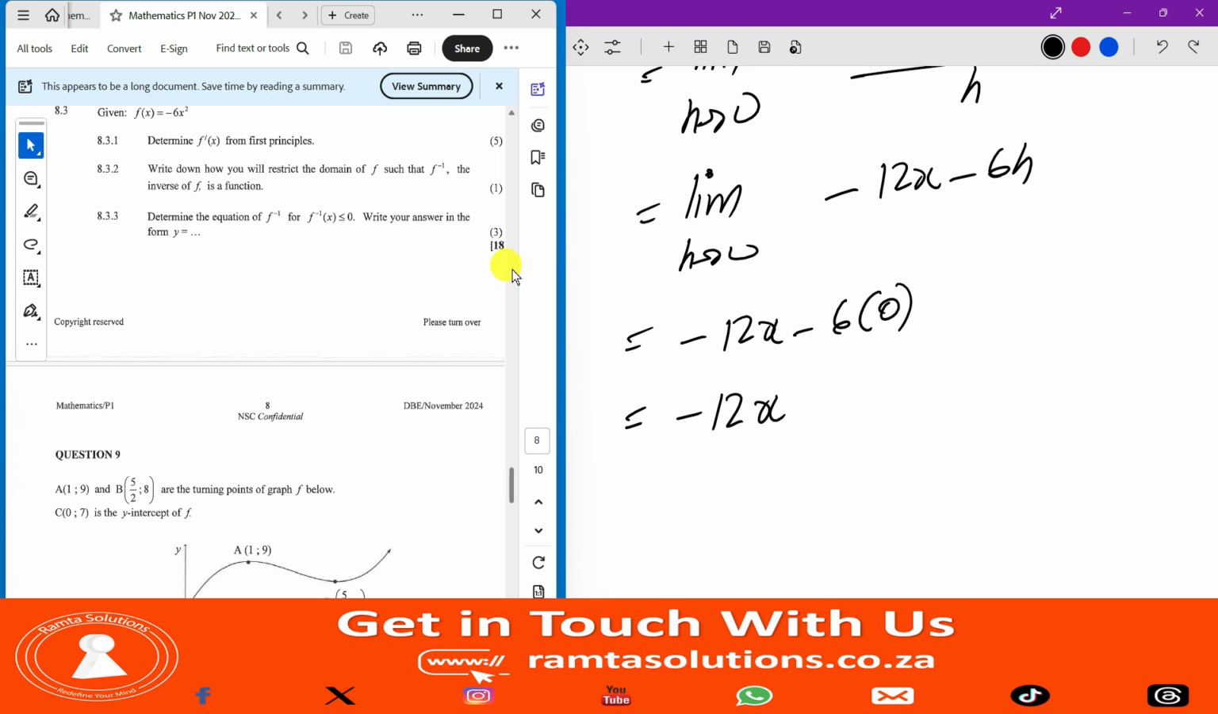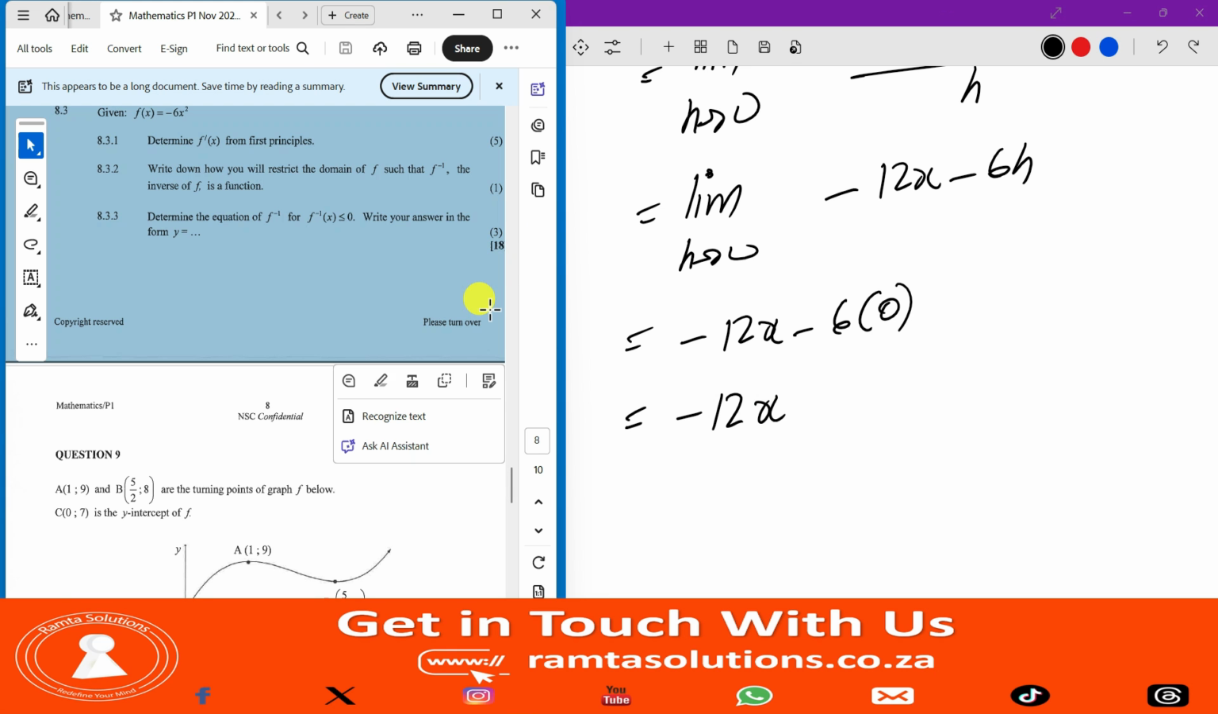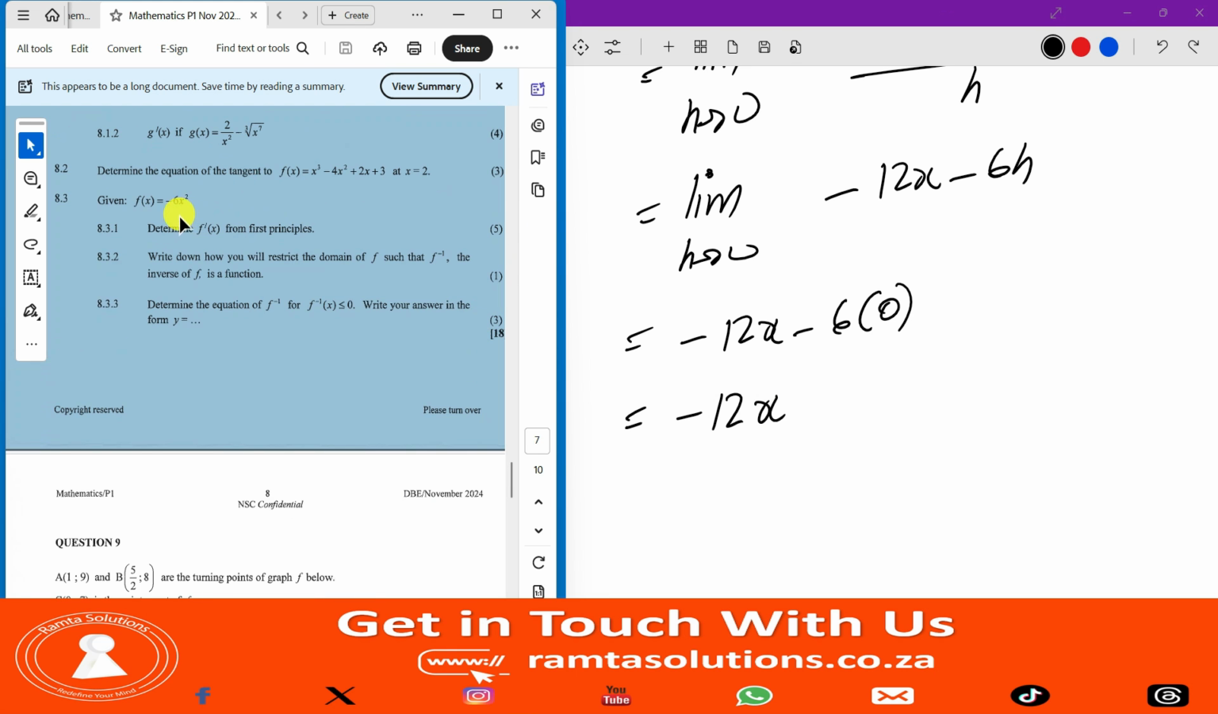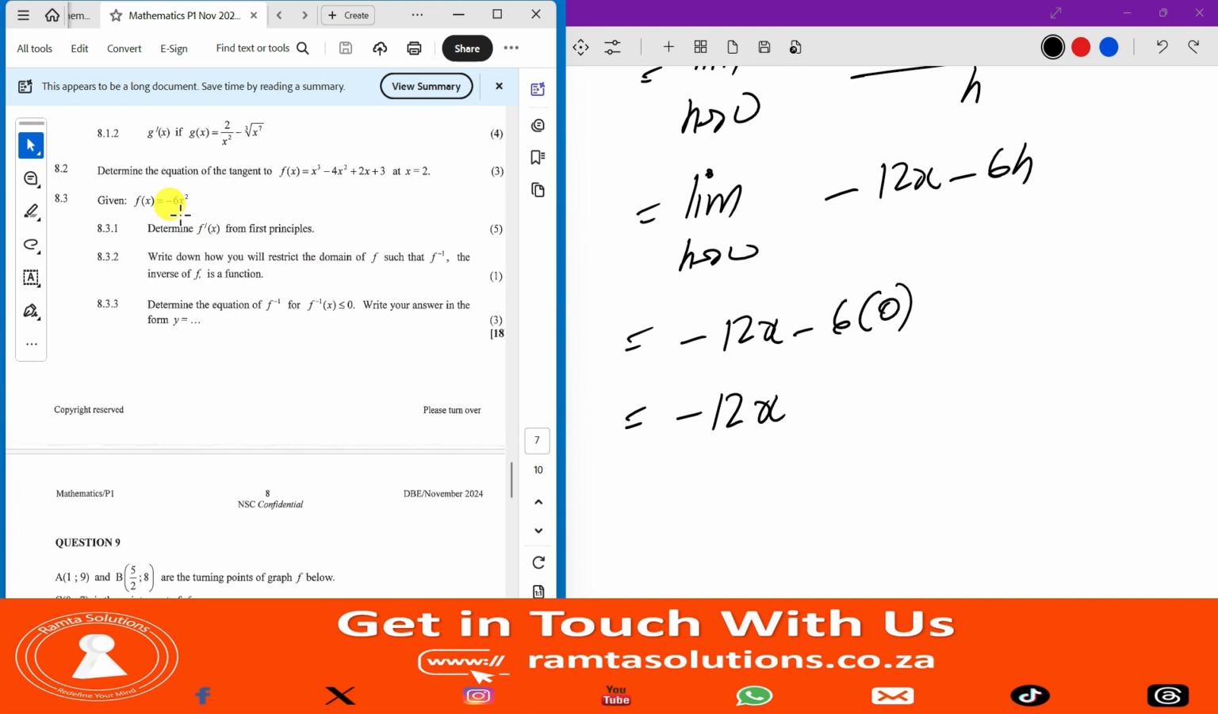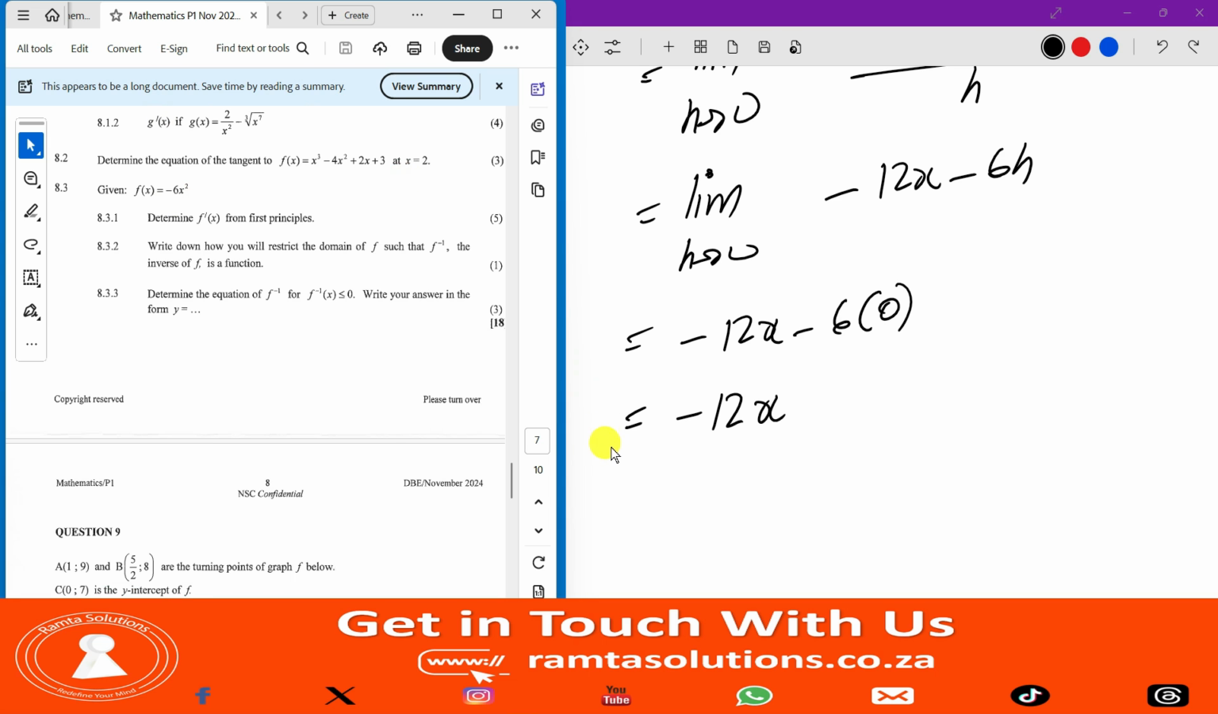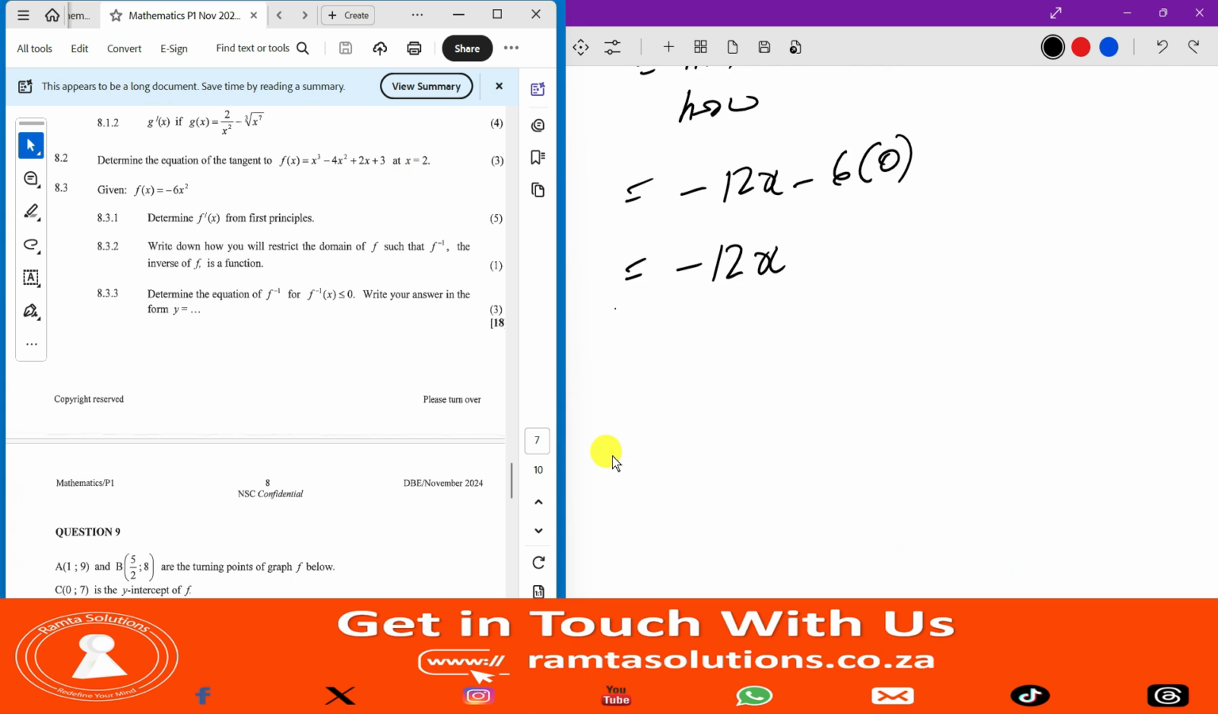You could have gotten this answer even without performing first principles, right? You can see that using differentiation rules, this is minus 12x, right? Cool. Okay, let's proceed.